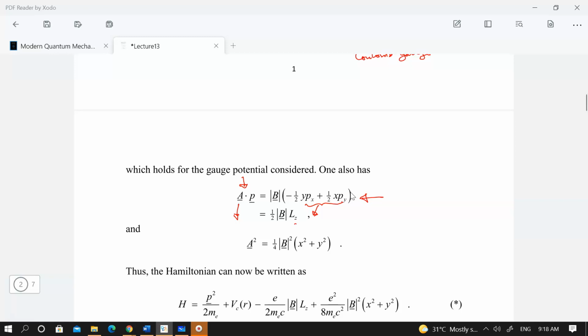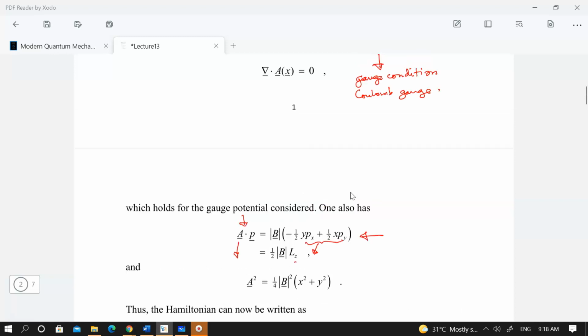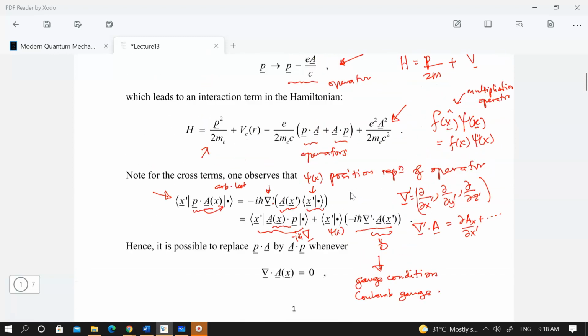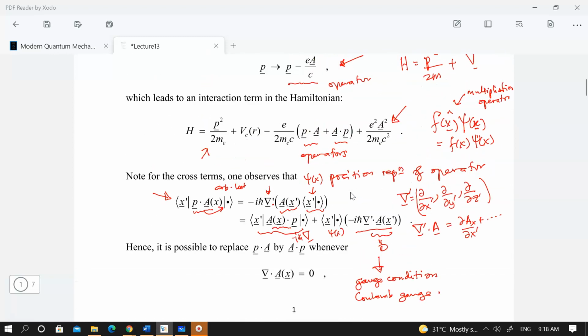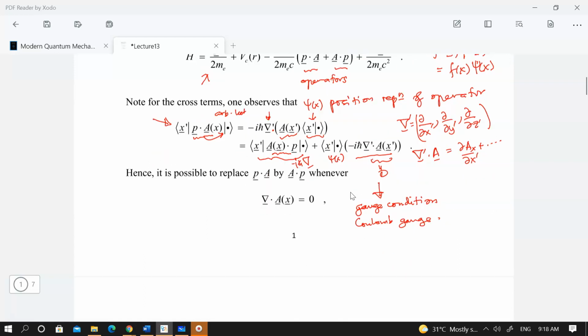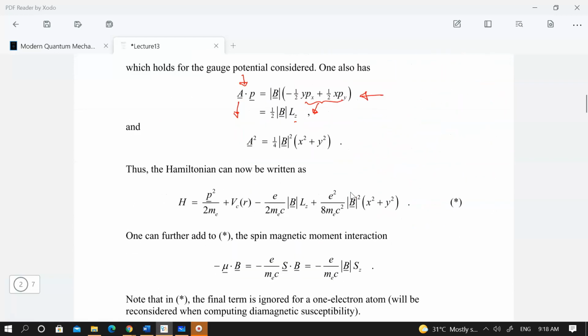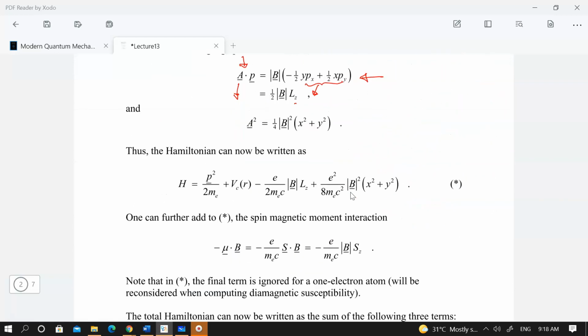The other thing that appears inside your Hamiltonian is this A squared. So you have to calculate that as well, and your A squared can be reduced using the same formula for the vector potential. It can be reduced to that. So finally, we rewrite the Hamiltonian as follows.